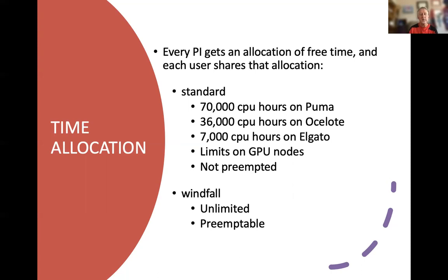And there are additional limits on using GPU nodes. When you start a job using the standard queue, your job will not get preempted by anyone else, even if they have a higher priority than that.